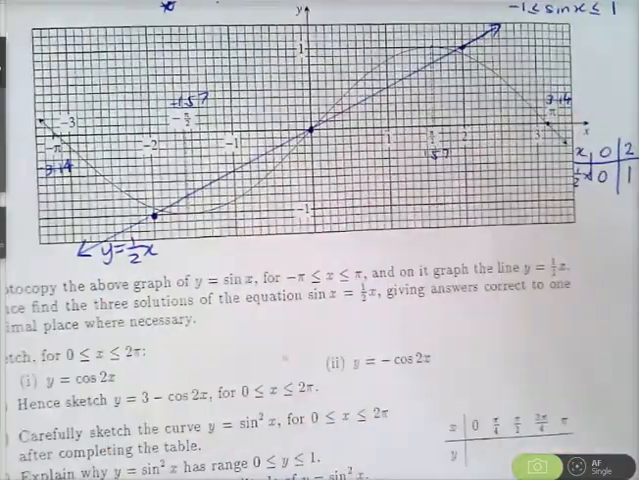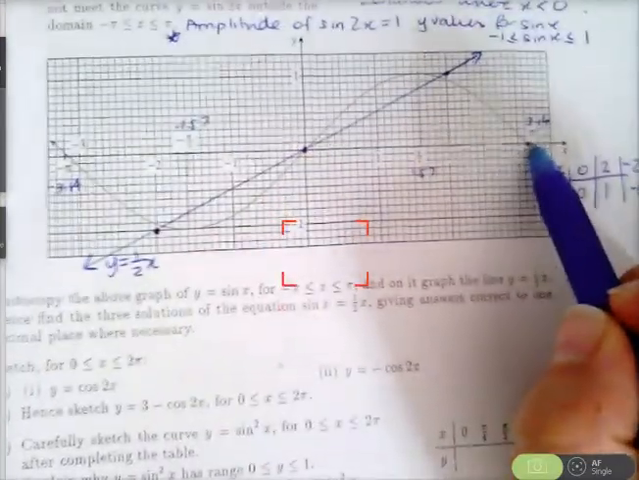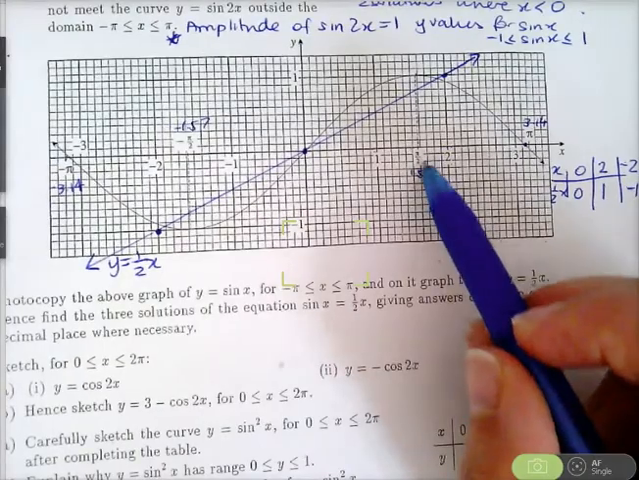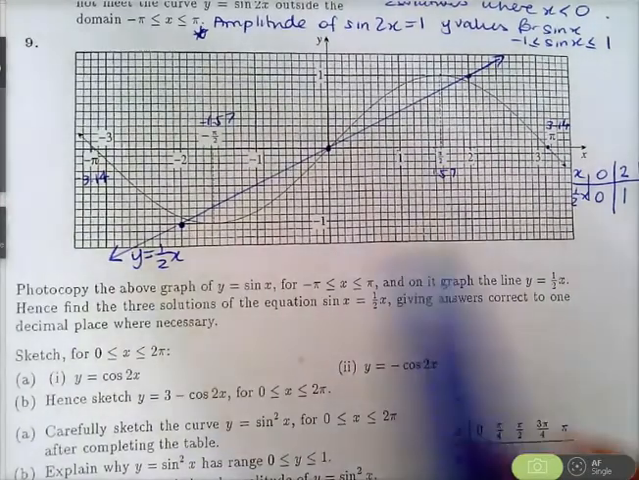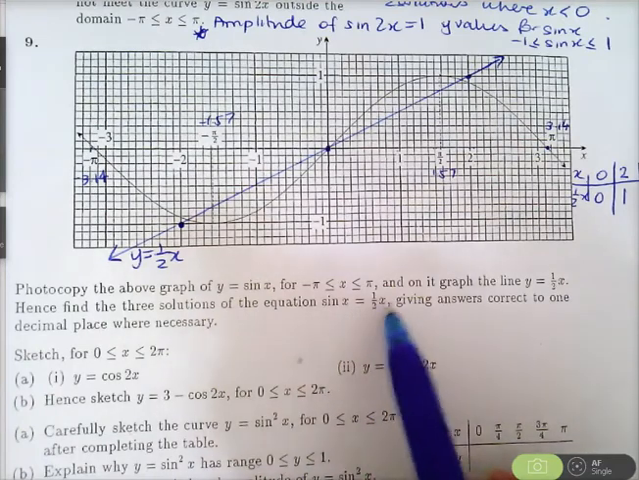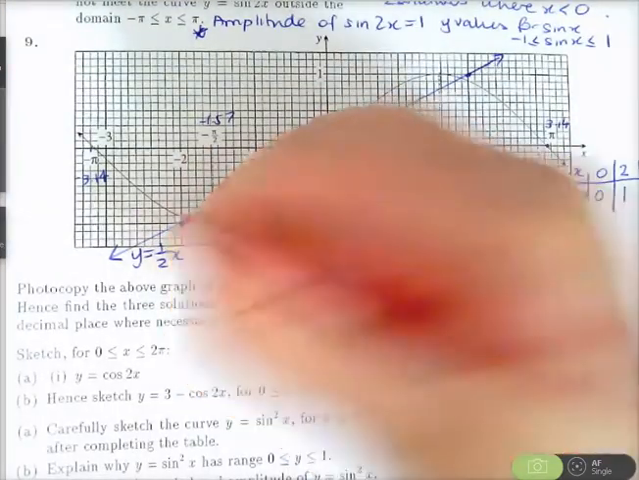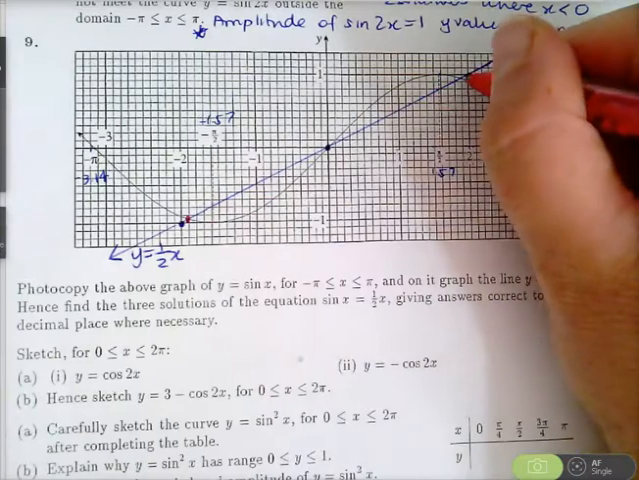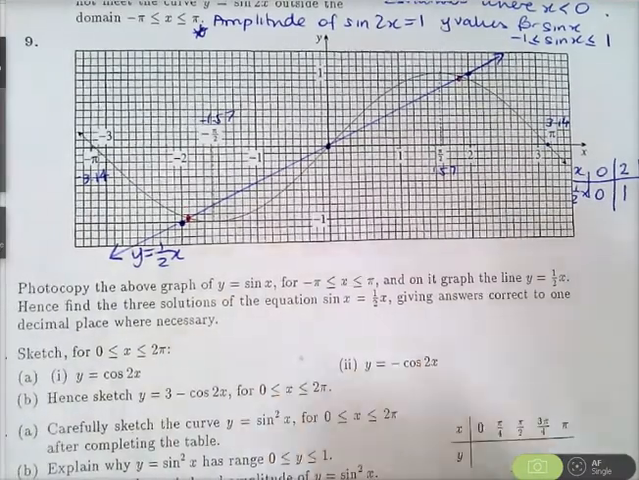Now this is similar to the question before, but the graph was already drawn in the question before. Here I've just talked about this scale here, and y, this is 3, and pi is 3.14, and pi on 2 is approximately 1.57, lying between 1 and 2, okay? So hence find the 3 solutions of the equation sine x equals half x. In other words, we're looking for the points of intersection here. Now I've got one there, 1 point there, and 1 here, giving your answers to 1 decimal place where necessary.